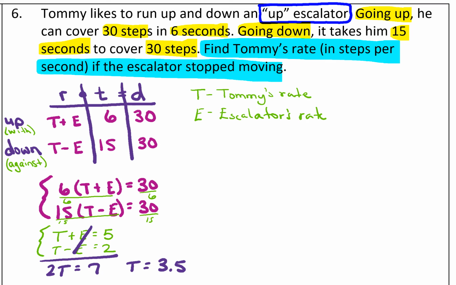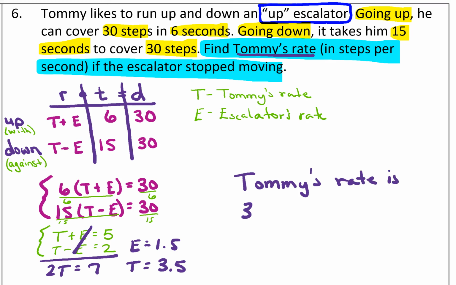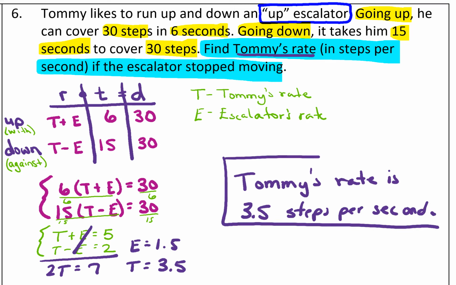So now I could find the escalator's rate. 3.5 plus something equals 5. Well, that something, that E, is going to be 1.5. But I don't need to find it because all they asked me to find is Tommy's rate. So over here, Tommy's rate is 3.5, and that's going to be steps per second. So if you've already found your answer, you don't necessarily have to find the escalator's rate unless you just want to, and you're done.